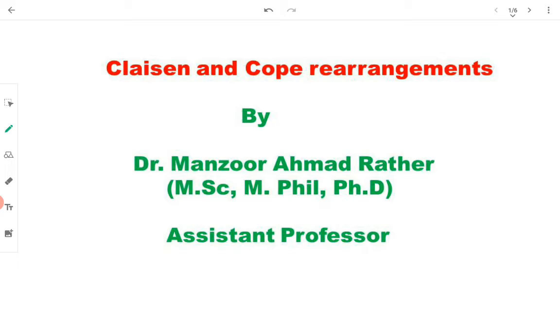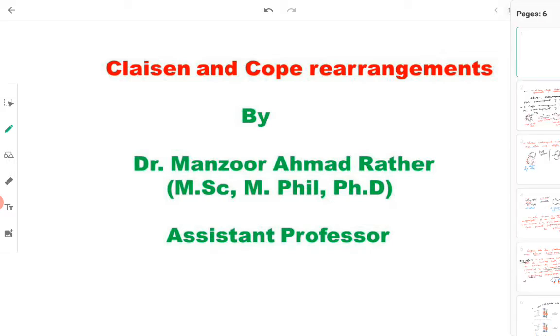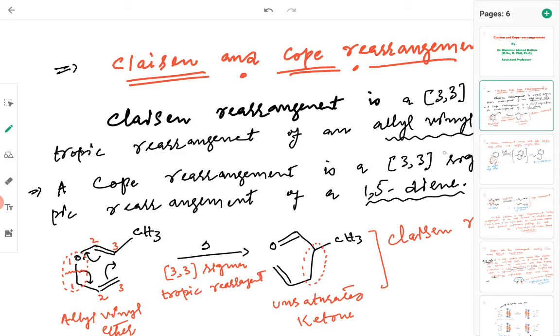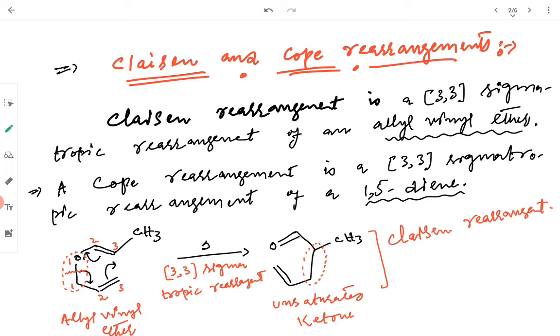So, studying them holds a critical position in organic synthesis, and we will see how these two rearrangements occur. So, what are Claisen and Cope rearrangements? First, we will deal with Claisen rearrangement. Claisen rearrangement is a 3,3 sigmatropic rearrangement of an allyl vinyl ether. While a Cope rearrangement is also a 3,3 sigmatropic rearrangement, but it's of a diene.